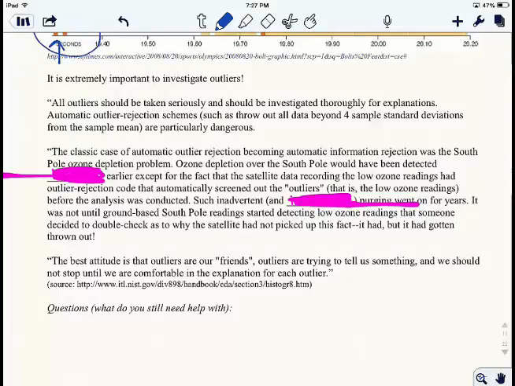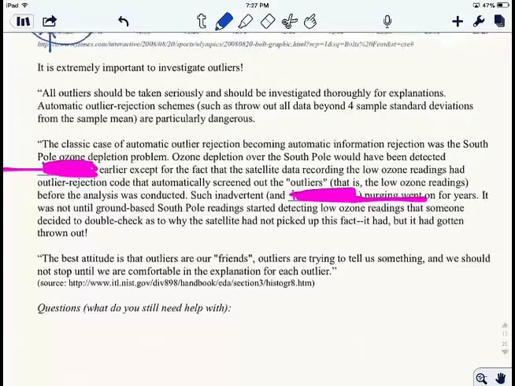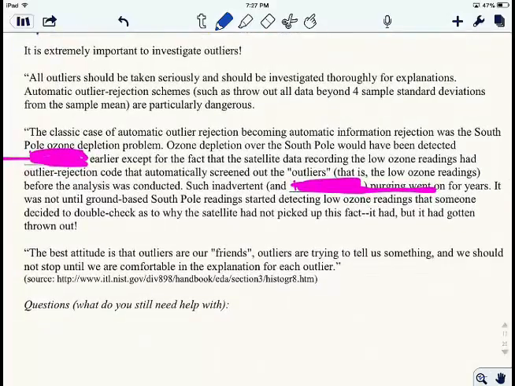Automatic outlier rejection schemes, such as to throw out all the data beyond 4 sample standard deviations, are particularly dangerous. We'll talk about that later, but here's an example. The classic case of an automatic, and I said atomic before, but I meant automatic, outlier rejection becoming automatic information rejection was the South Pole ozone depletion problem. Ozone depletion over the South Pole would have been detected years earlier, except for the fact that the satellite data recording the low ozone readings had outlier rejection code that automatically screened out the outliers and didn't report them.